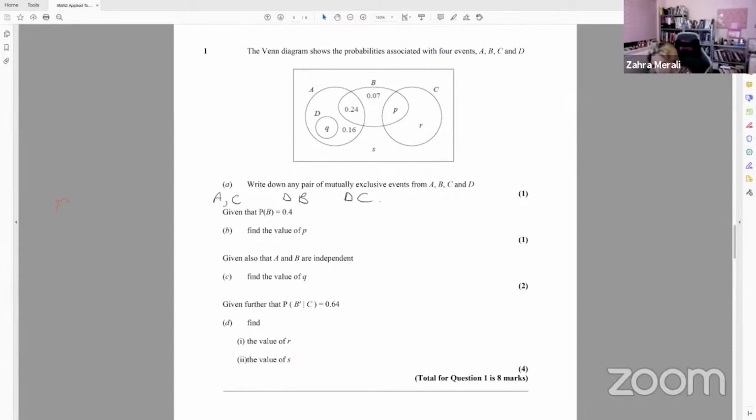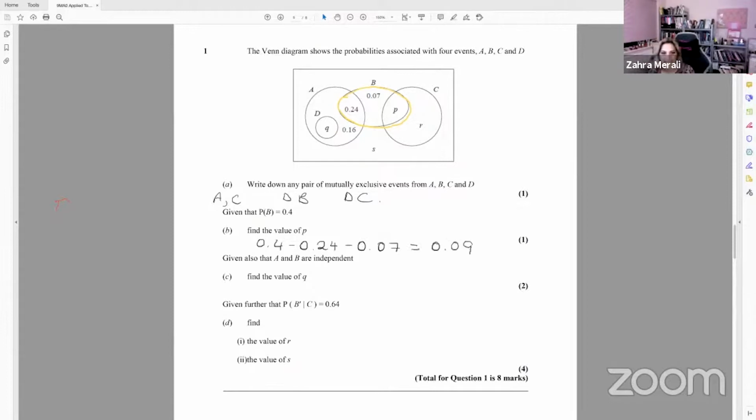It says, given that the probability of B equals 0.4, so it's telling you that this entire circle is 0.4. So you've got to find the value of P. That's nice and easy. You're doing 0.4 minus 0.24 minus 0.07, which gives you 0.09.